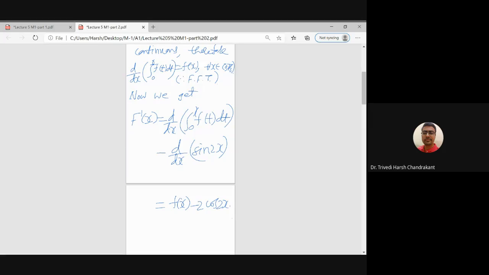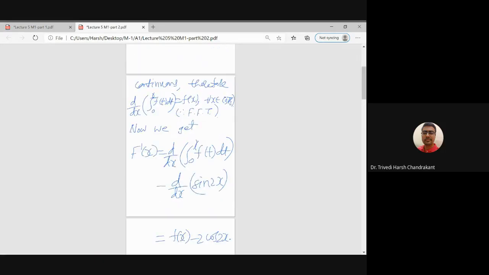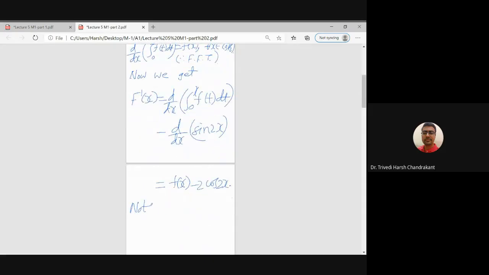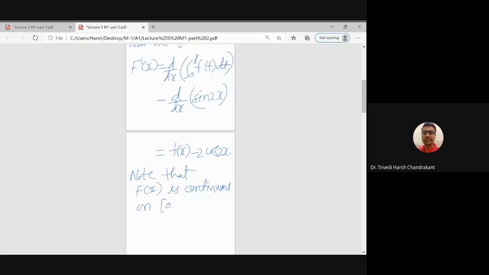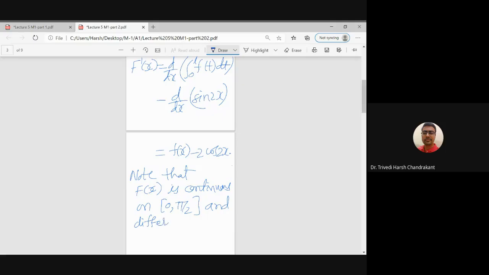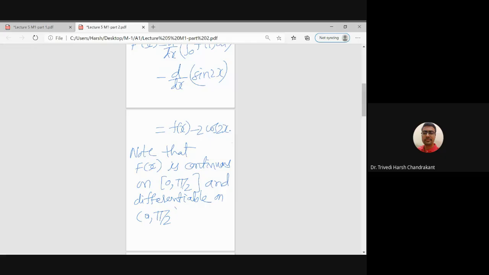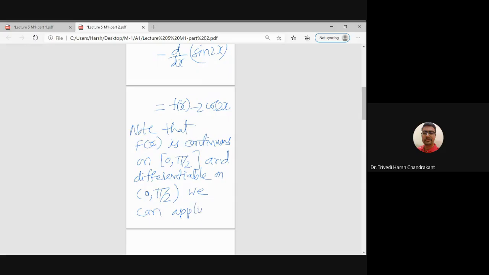And since the given function capital Fx is also continuous and differentiable, so let us note that capital Fx is continuous on interval 0 to pi by 2 and differentiable on the open interval. We can apply the Mean Value Theorem.